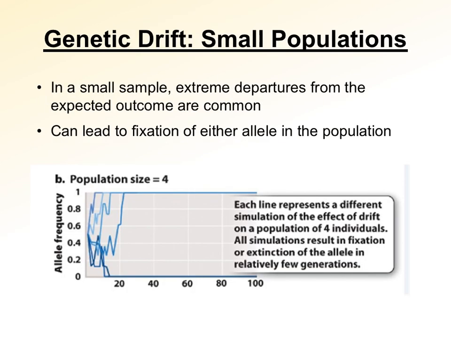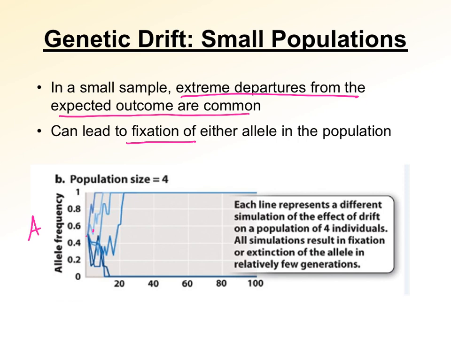So here's an example, genetic drift in small populations. In a small population, extreme departures from the expected outcome are very common. And this can lead to what we call fixation of an allele, meaning that you can actually go 100% toward another one. So let's say that you had 2 alleles in a population, and in this case, you're seeing that instead of being at this 50% allele frequency, let's say we're looking at the allele frequency for big A versus little a, right?